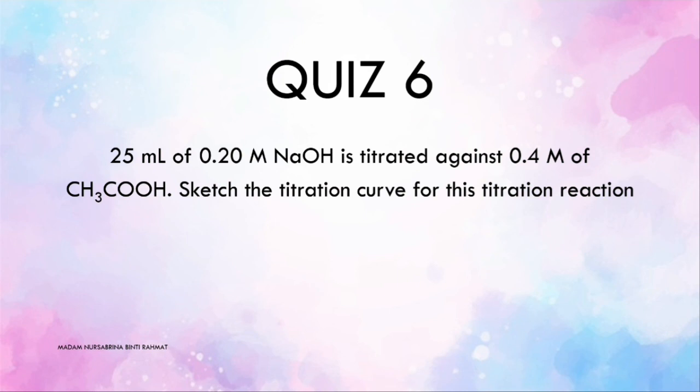Okay, so this is quiz 6. You need to sketch the titration curve between NaOH and ethanoic acid. They were given the volume of NaOH, which means your NaOH serves as the analyte, and CH3COOH as your titrant. So your pH curve should start from the initial pH of your NaOH, which is in the basic region. This is a titration between a strong base and a weak acid, which means the buffer region exists, and you need to label it on your titration curve.